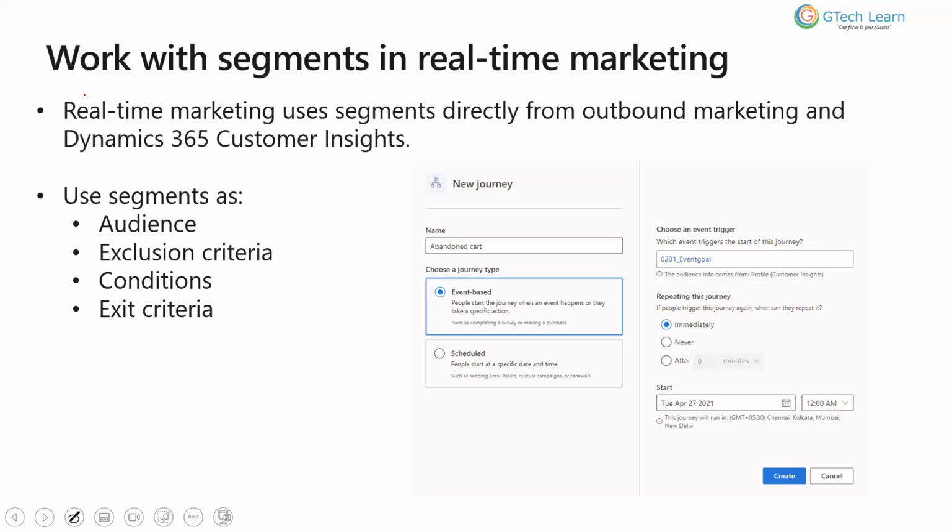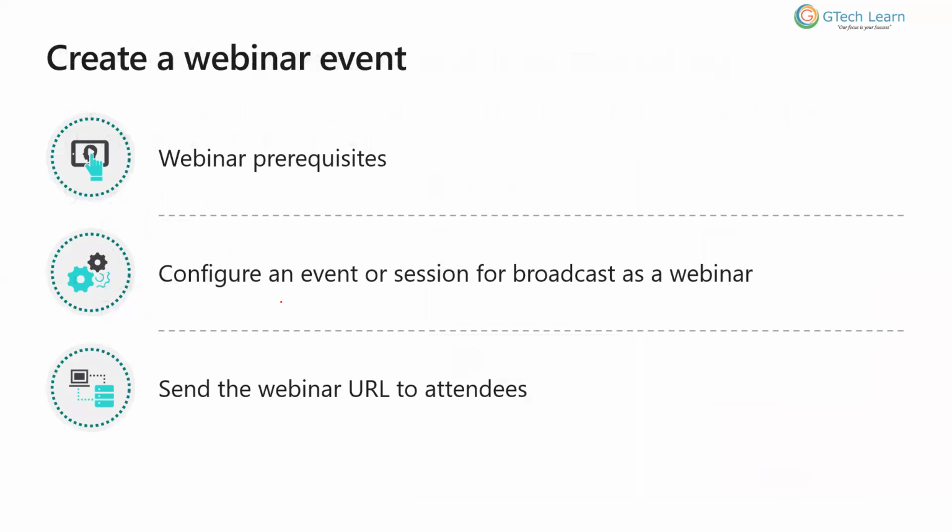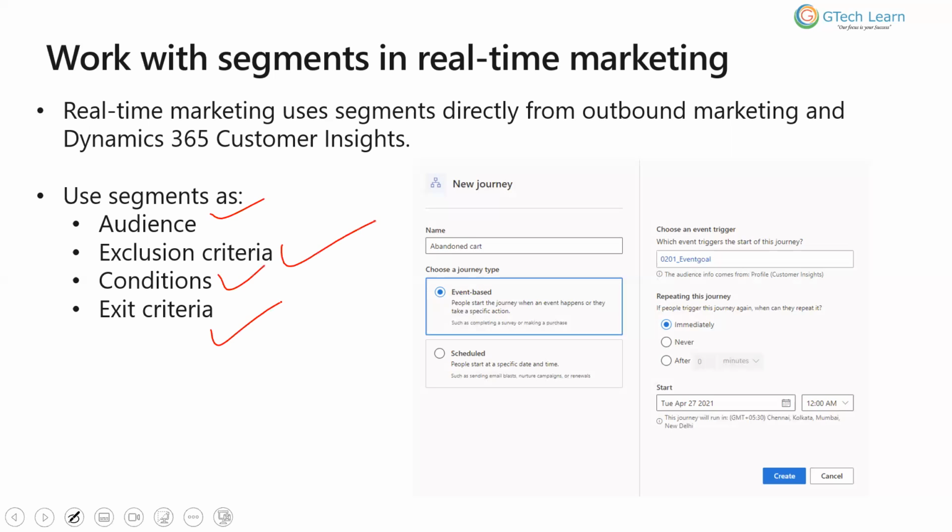So you can select segments as an audience, as an exclusion criteria, as a condition, or as an exit criteria. So it's always going to depend on where I want to use the segment, and in what manner. So let's have a look. How can we create a customer journey? How can we use and work with the segments while creating the customer journey?